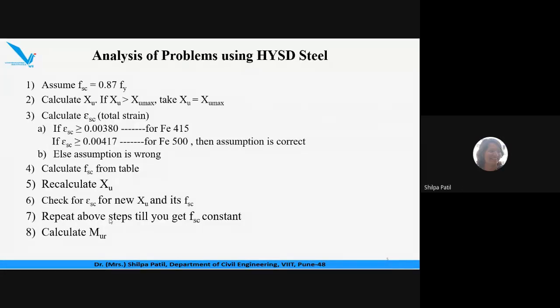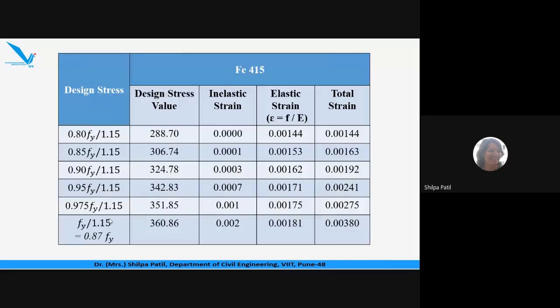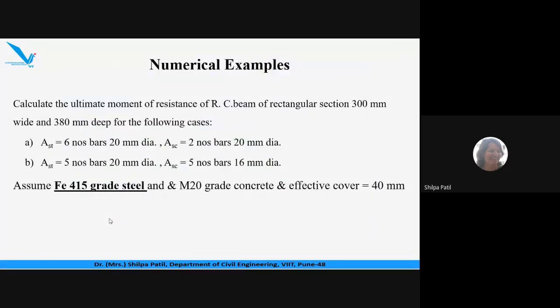Okay, let us move to the problem statement now. Again, the same problem we will solve now by considering Fe415 grade steel. So just note down this problem and we will quickly start solving it. I'm giving just 1 minute for all of you to write it down. It is the same problem statement, only I have changed the grade of the steel.